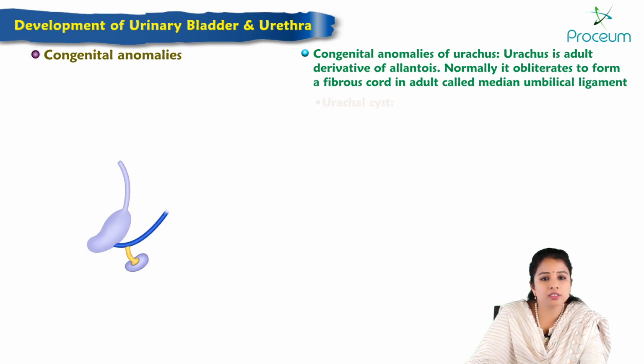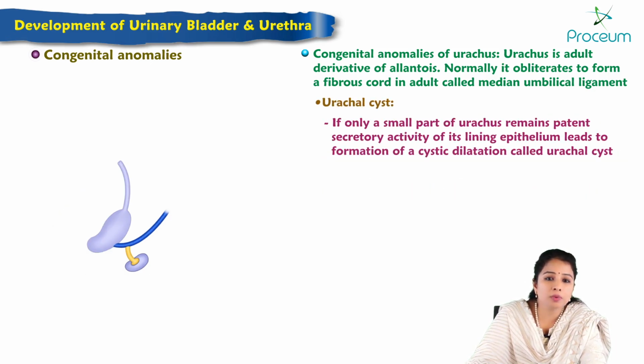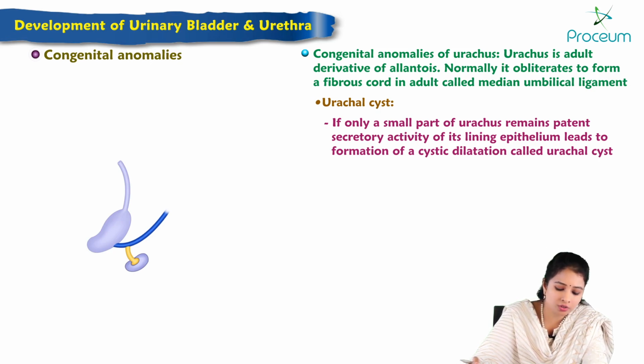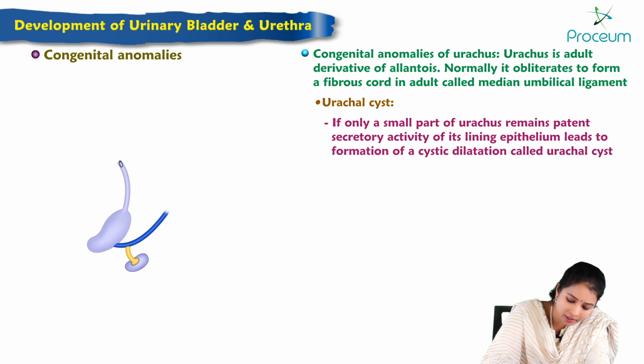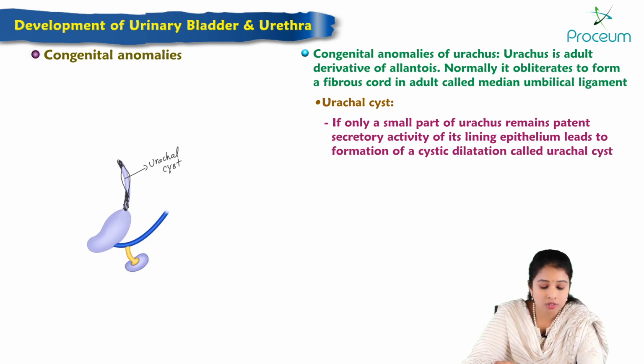The next condition is the urachal cyst. If only a small part of the urachus remains patent, the secretory activity of its lining epithelium leads to the formation of a cystic dilatation called a urachal cyst. So, it is obliterated near the umbilicus and near the urinary bladder. Somewhere in between, if it is patent, having fluid inside it, it is called a urachal cyst. So, these are the conditions which are associated with the urachus.